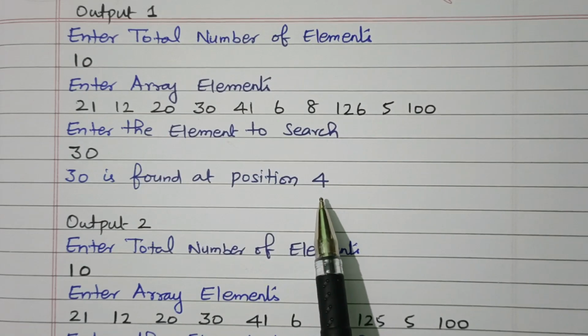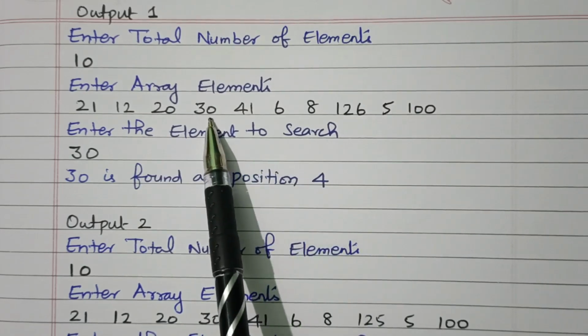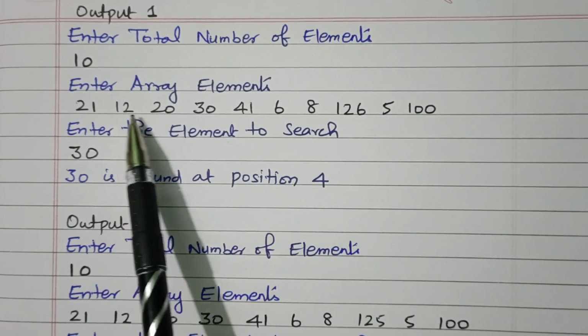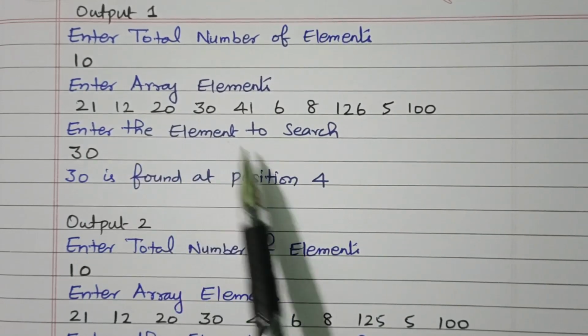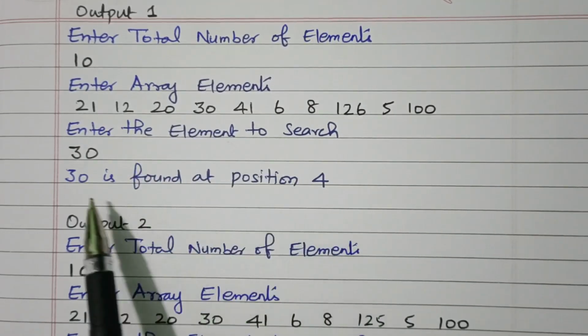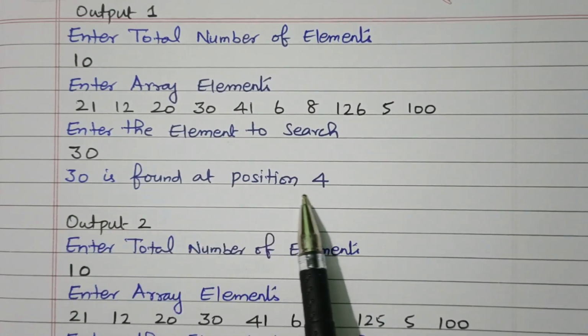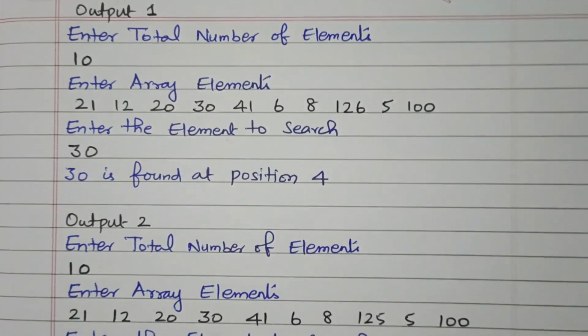Already told, I starts from 0. The fourth position means I will be 3: 0, 1, 2, 3. I plus 1 means 4. So it will give the output, the position: 30 is found at the position 4. Now we'll go to one more output.